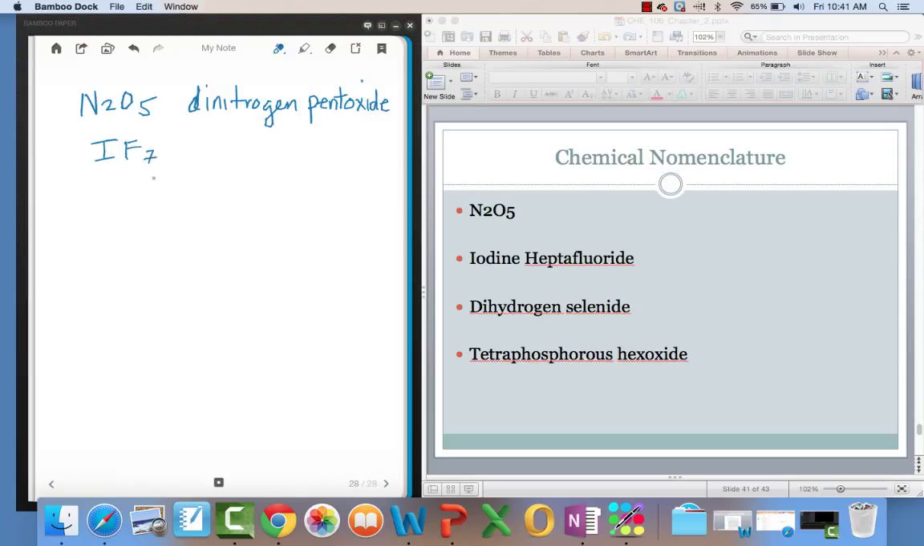The subscript comes after it. The hepta is before the fluorine, but we write the subscript after the element. So we have dihydrogen, so we have 2 H's. Selenide. So this is for selenium, and there's only one, so we just write H2Se. And tetraphosphorus. Phosphorus is P. Tetra means 4. Hexoxide. Hex is 6, and oxygen, so O6.